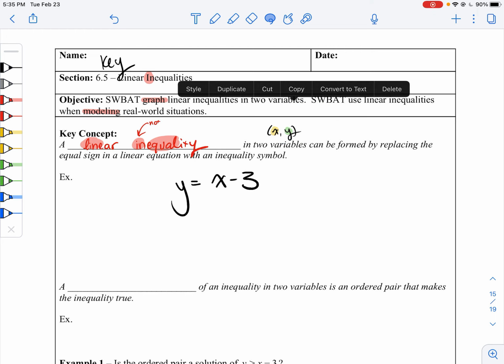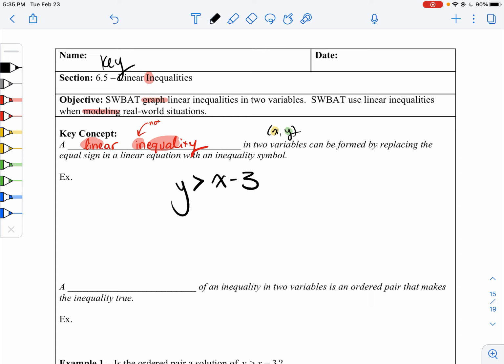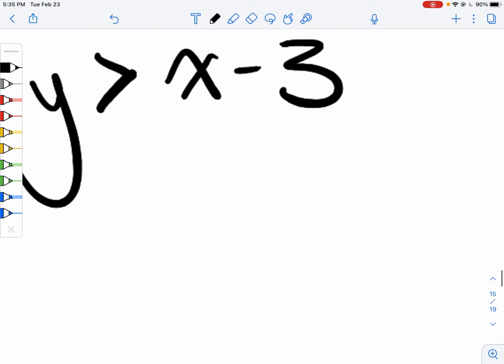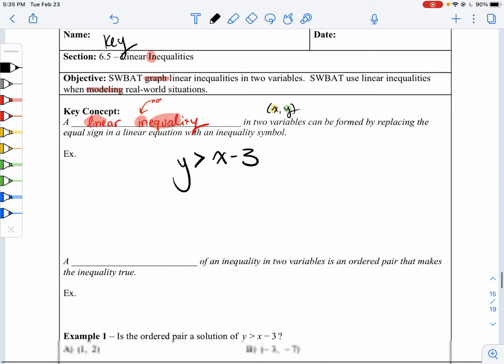But instead of being an equality, we get rid of this equals and we replace it with an inequality, with a greater than or a less than or something. That's it. That's literally how you make a linear inequality. You've got an x, you've got a y, you've got an inequality.